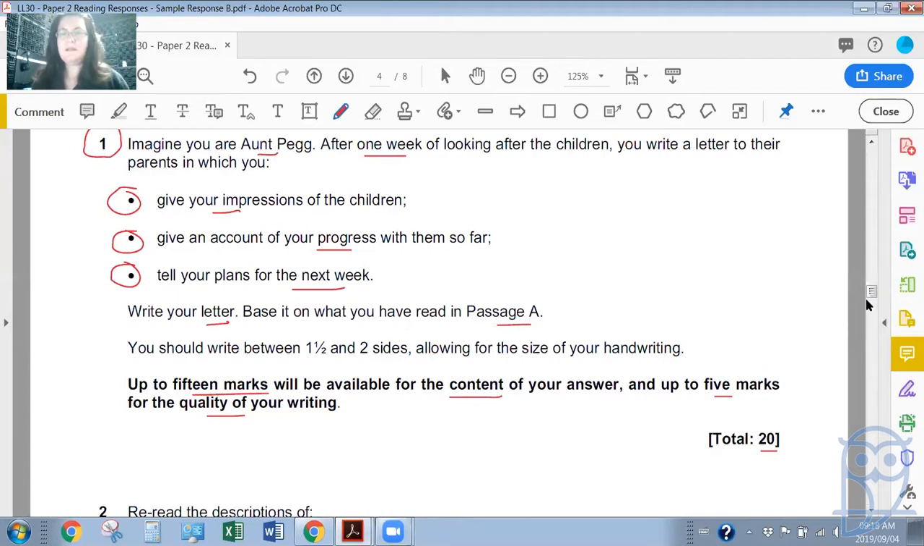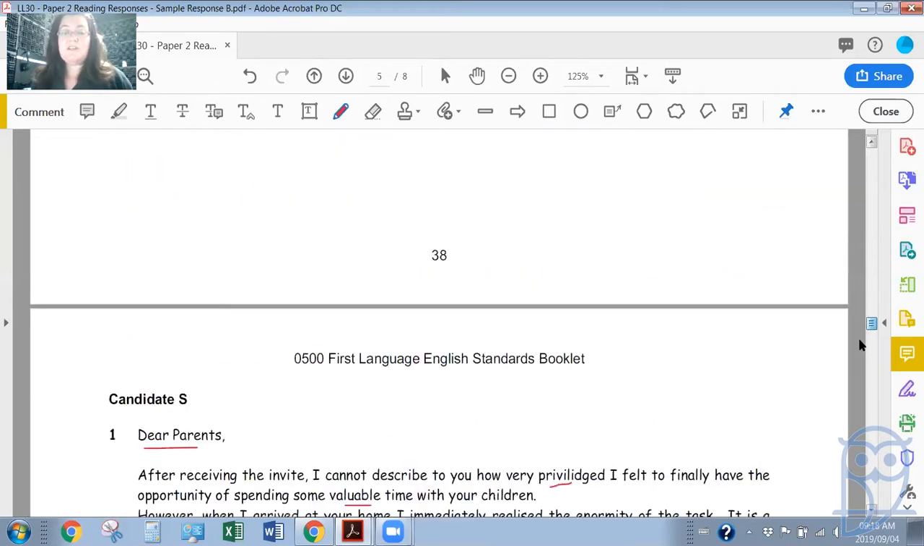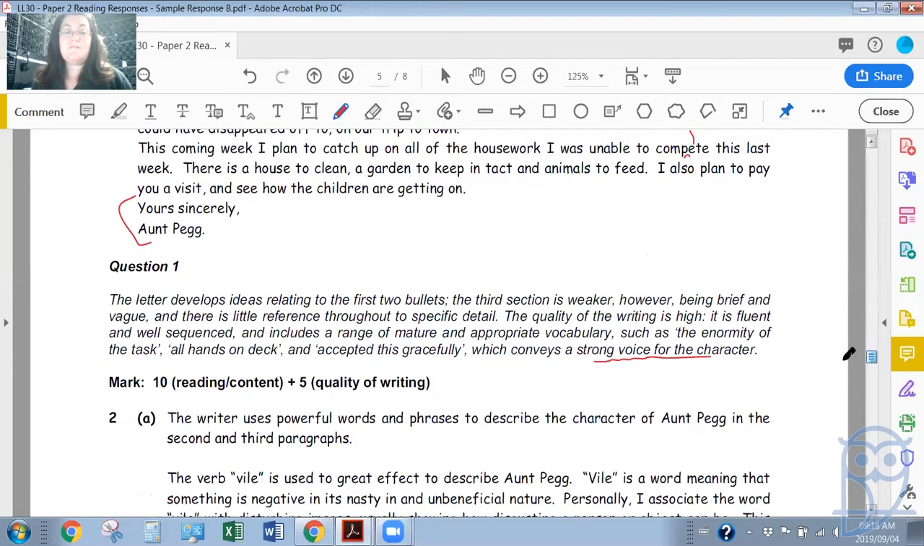Okay. So she did look at the impressions of the children. She gave an account of progress so far, and then touched briefly on what was going to be next week's plan. That's the kind of thing you'd have to produce to get 15, which is quite good. 15 out of 20, that's not bad at all. Okay, for that first section.